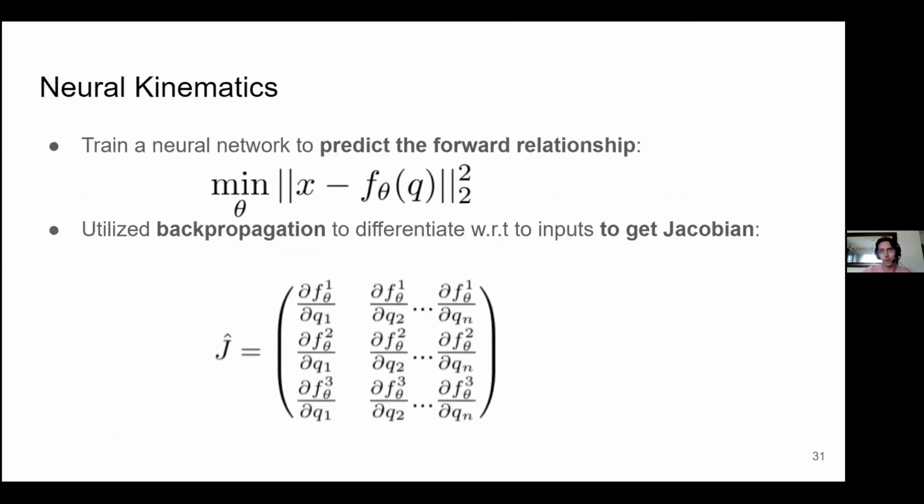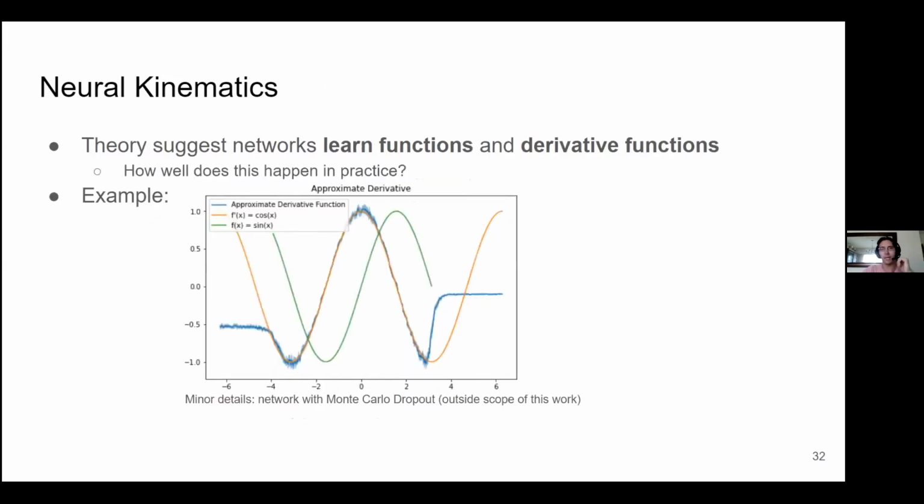Our second approach, which we call the neural kinematics method, is we're going to train the neural network to directly predict kinematics. Using this, we then use backpropagation through this approximate kinematics function to get the Jacobian implicitly from it. The intuition for why we thought this might work is that neural network theory says a network doesn't only learn how to predict functions, it also learns how to predict derivatives of functions. I think formally, nth order derivatives are well approximated.